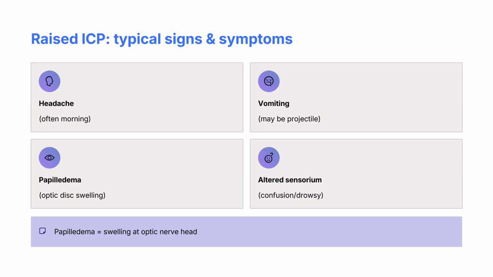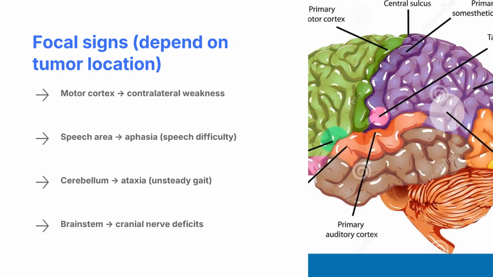Now let us see the next one, focal neurological signs. Motor cortex lesions will cause contralateral weakness. As we all know, there is a decussation of the nerves, right? So if the right side of the brain is affected, left side weakness will happen. A tumor located at the speech area will cause aphasia. Cerebellar lesions cause ataxia, and if the brainstem is affected, the cranial nerves will be dysfunctioning.